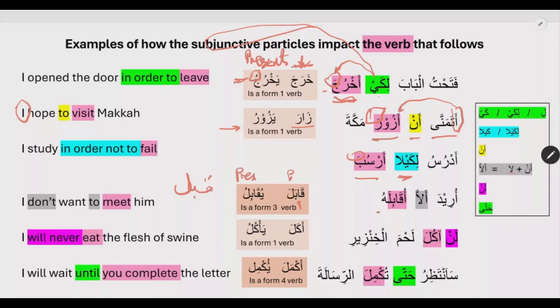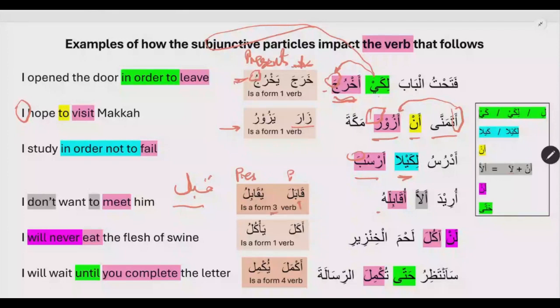So although it's a triliteral, a 3-letter verb, qabala, when you add a letter either inside, before or after the main root verb, then you have a different form of the verb. So the alif is representative of a form 3 verb.